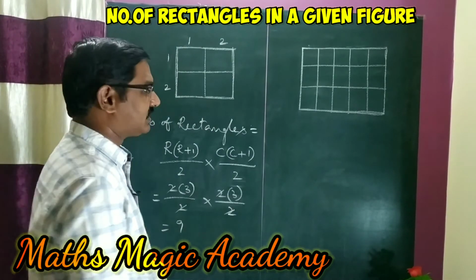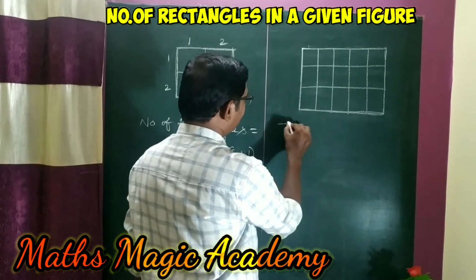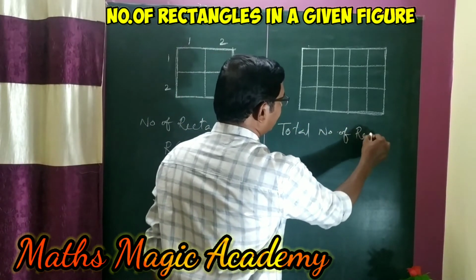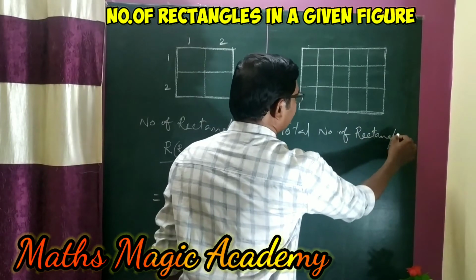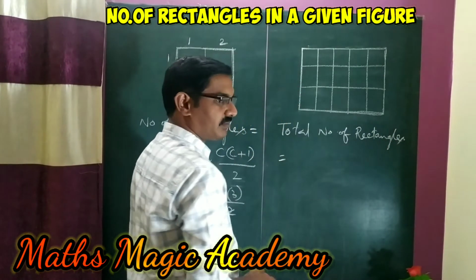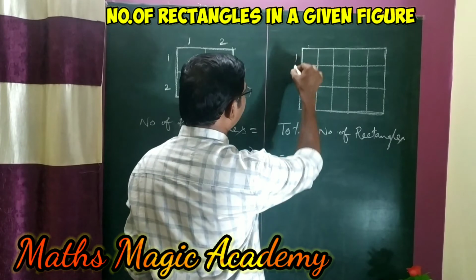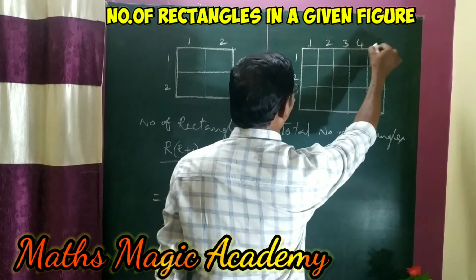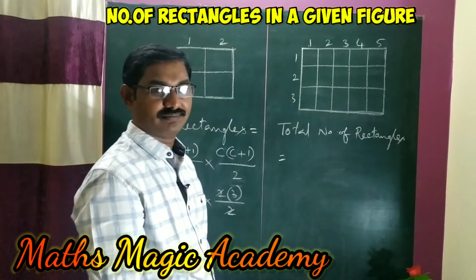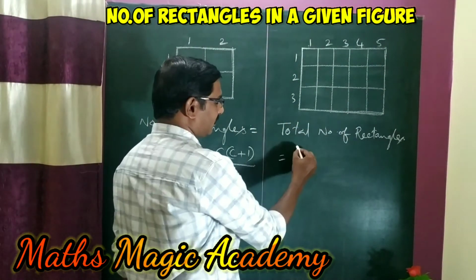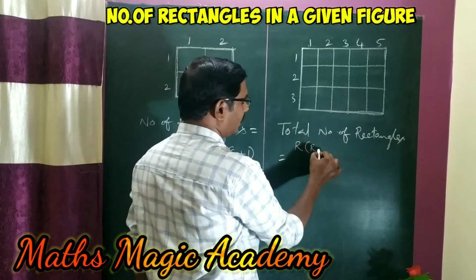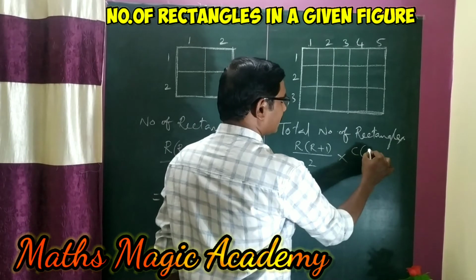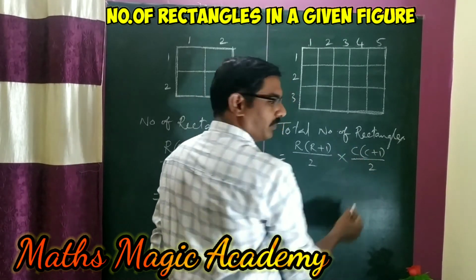Understood? We will see this question also. So the total number of rectangles. So what is the formula? Rows. How many rows? 1, 2, 3 rows. How many columns? 1, 2, 3, 4, 5 columns are there. Okay. So what is the formula? Rows into rows plus 1 by 2, into columns into columns plus 1 by 2.